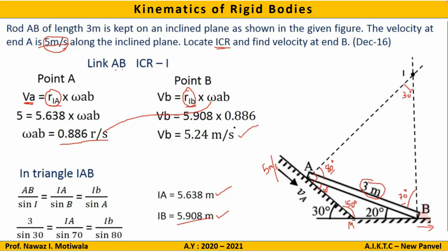So you can see that what was asked in the question was to find the velocity at end B, and we have found the answer as 5.24 meters per second. This completes the solution. Some basic geometry is involved along with the principles of ICR. Just follow the steps and the answer will follow you.